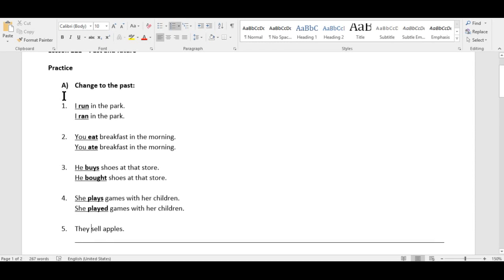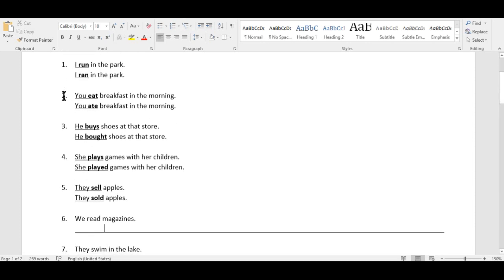5. They sell apples. Sell, past, sold. They sold apples. They sell, they sold. We read magazines. Read, past, read. We read magazines.